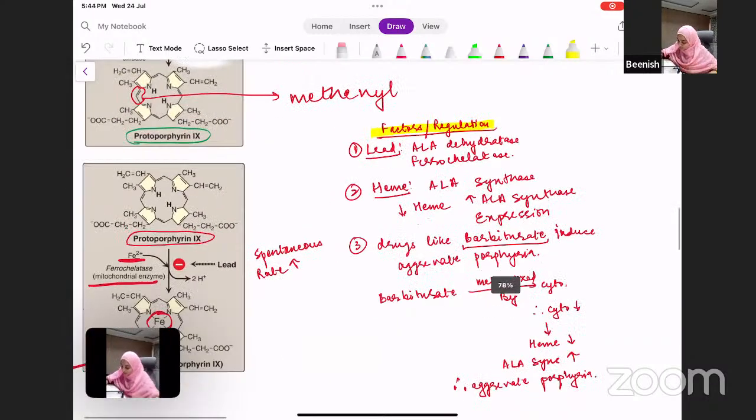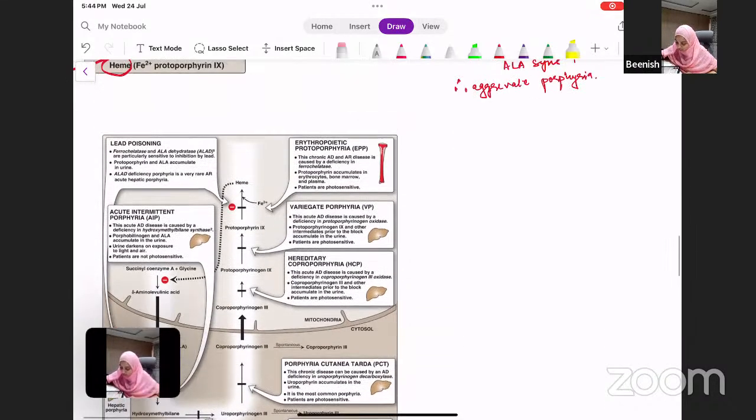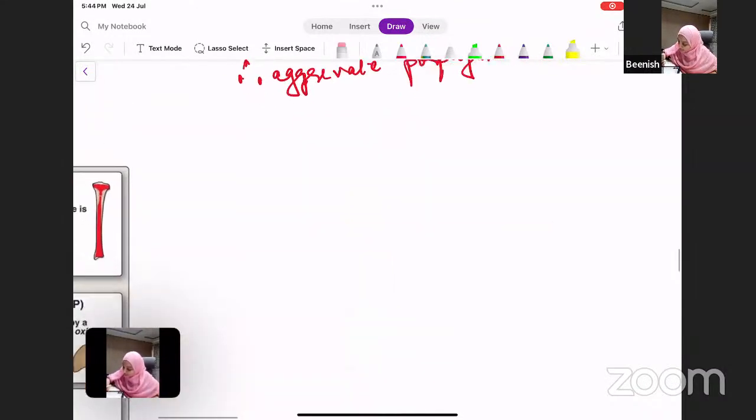Okay, now moving forward to different types of porphyrias. Okay, that is the disorders associated with heme synthesis. So what are porphyrias?